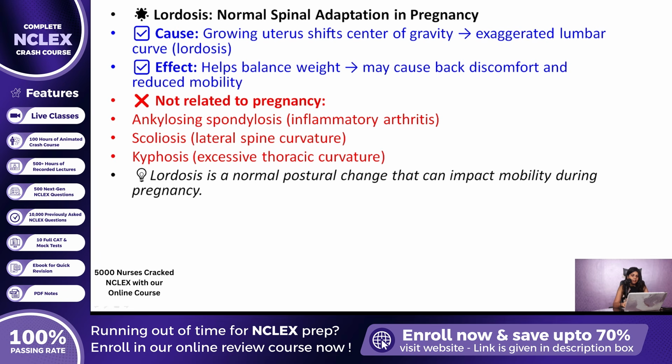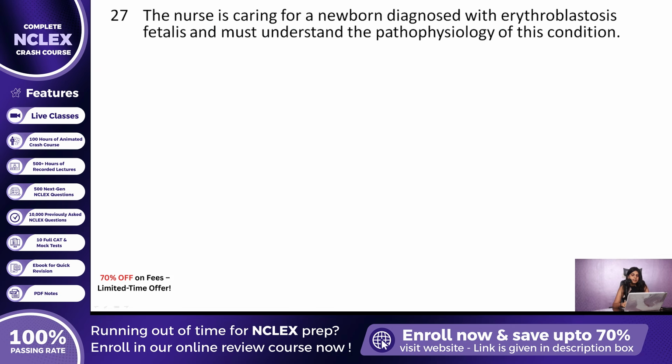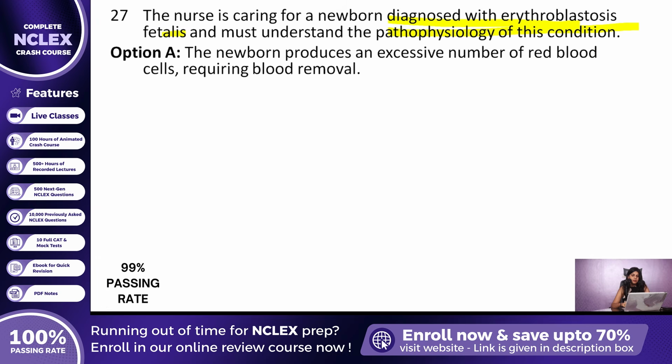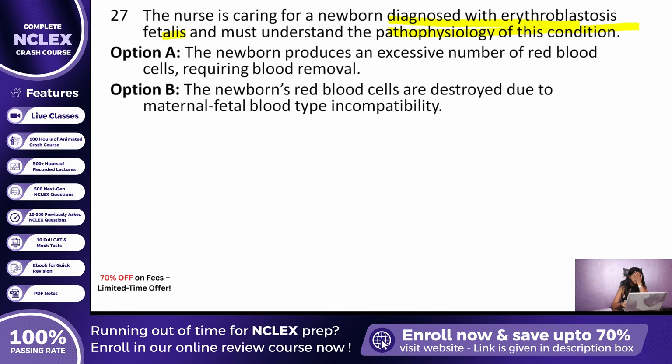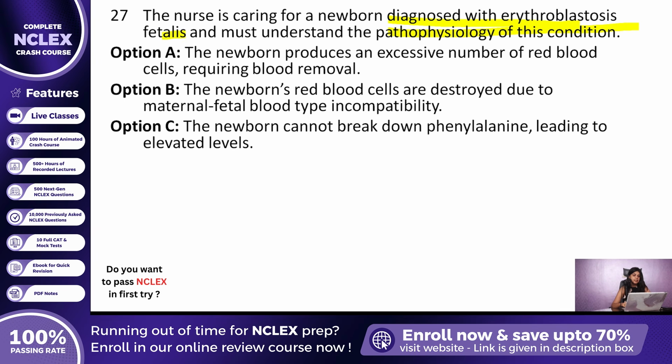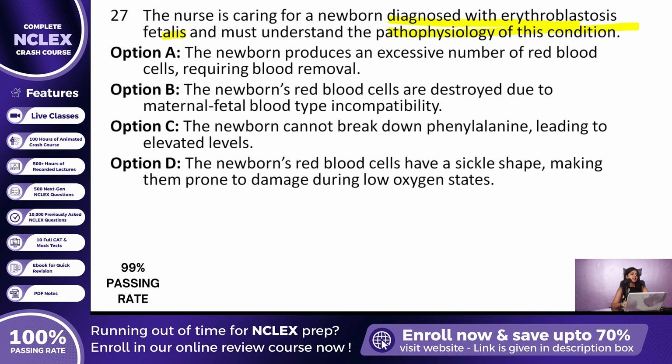Question 27. Let us now focus on newborn care. The nurse is caring for a newborn diagnosed with erythroblastosis fetalis and must understand the pathophysiology of this condition. The options are: Option A, the newborn produces an excessive number of red blood cells, requiring blood removal. Option B, the newborn's red blood cells are destroyed due to maternal fetal blood type incompatibility. Option C, the newborn cannot break down phenylalanine, leading to elevated levels. Option D, the newborn's red blood cells have a sickle shape, making them prone to damage during low oxygen states. The correct answer is Option B, the newborn's red blood cells are destroyed due to maternal fetal blood type incompatibility.